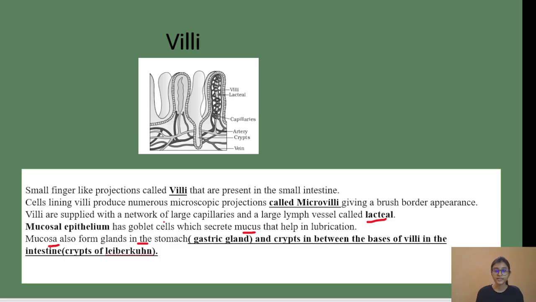Okay, so these are the first part that we are studying, about the different layers of the alimentary canal and different organs that are involved with the digestive system. So this is the first part. Let's wait for the second part to come, where we are going to discuss the digestive glands.